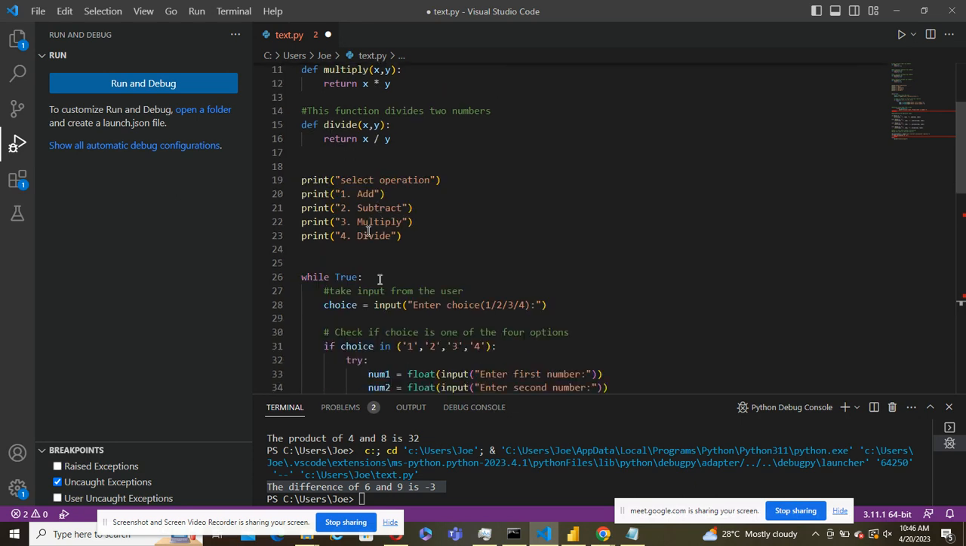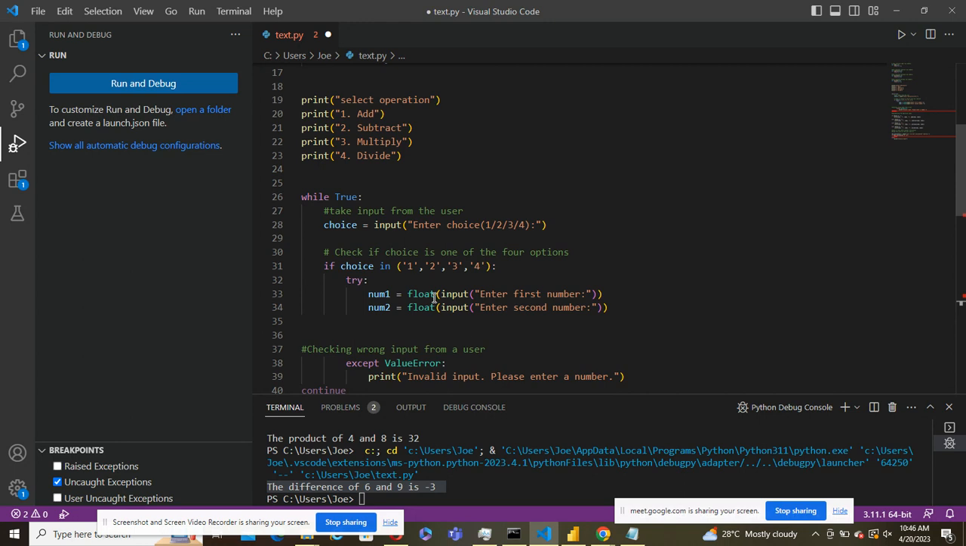After that, we actually gave the user an output option. What this output option does is pop up select operation, giving the user a choice to make. So the user will know that if I select 1, it means add. If I select 2, it means subtract. If I select 3, it means multiply. If I select 4, it means divide. Okay.